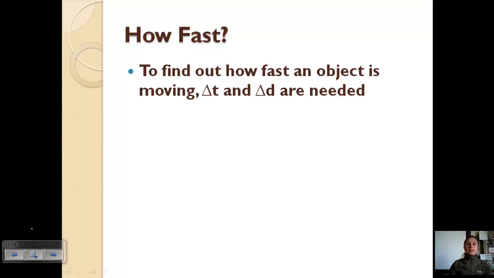Okay, so to find out how fast an object is moving, we need two pieces of information. The change in time, remember that delta indicates change. Okay, and so this was t final minus t initial, and we need the change in displacement, or distance, which was d final minus d initial.